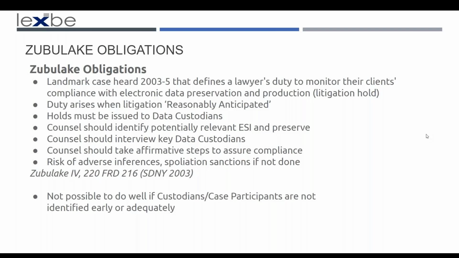The basis for this is the attorney's obligation to the court, and in Zubulake, the court was saying that it's not possible for the attorney to disclaim any of this not being done properly, and that there's an affirmative duty on the attorney to make sure that this happens. So that was the thinking of that, and that's carried over to today. All of these Zubulake obligations, discovery obligations, are difficult or impossible to do well if the custodians and case participants aren't adequately identified and interviewed early in the process.